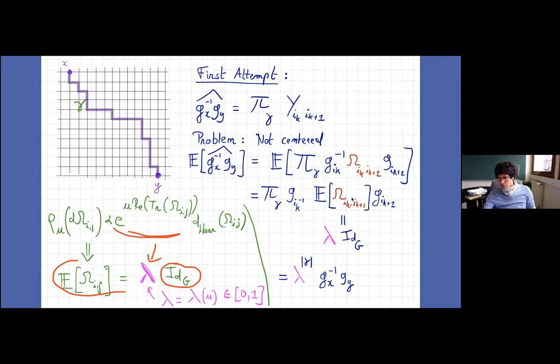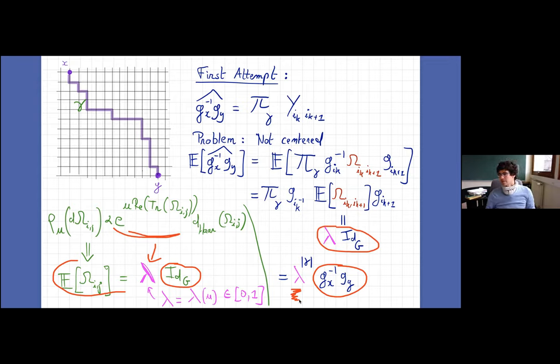So each of these expectations gives me lambda times the identity of the group. So the expectation of my estimator is lambda to the number of edges that I need to go from x to y, times what I wanted to recover. This I don't know, this is my target, but my estimator is completely tiny with respect to my goal because of this lambda to the length of gamma.